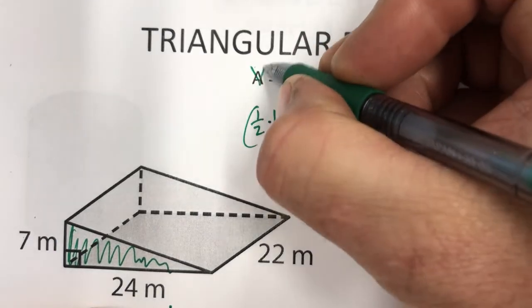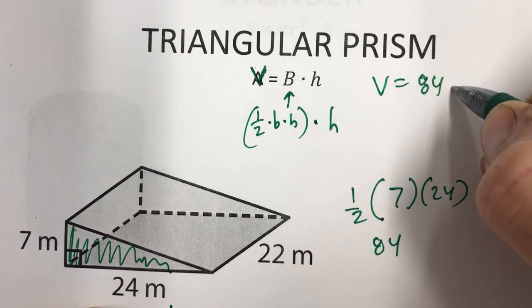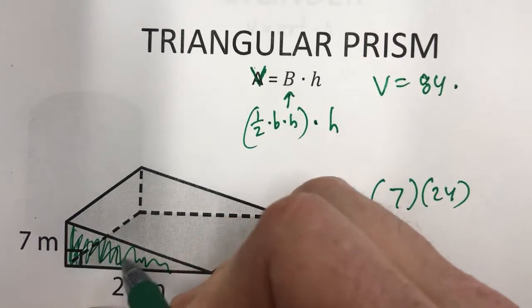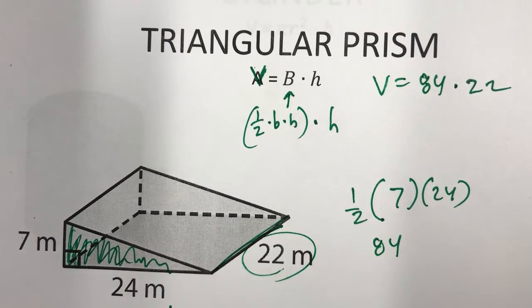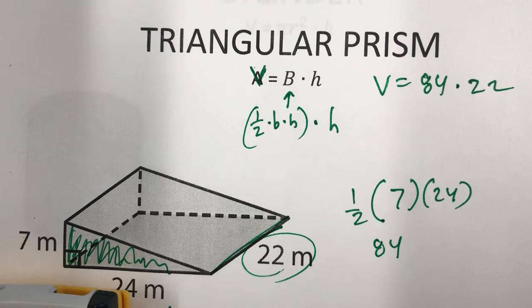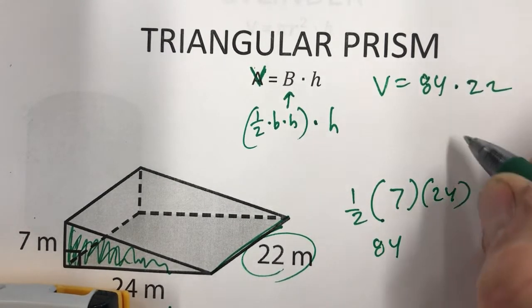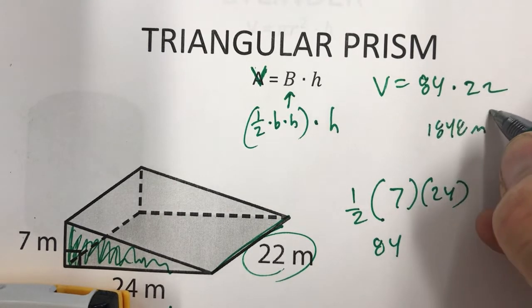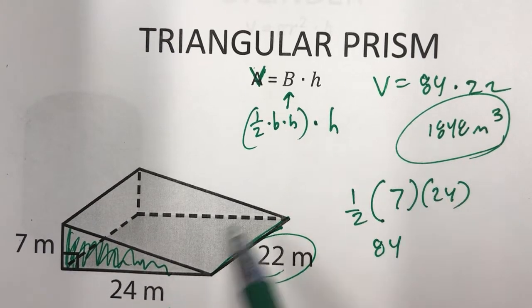So this should be V, not A. So volume is 84 times the height of the prism. Since this is the base, then this direction would be the height, and 22 would be my height. And so I do 84 times 22. It's going to be 1,848 cubic meters. So in this thing right here, I can get 1,848 cubic meters. Okay, that's pretty cool.